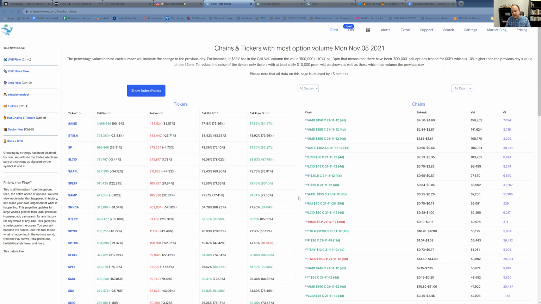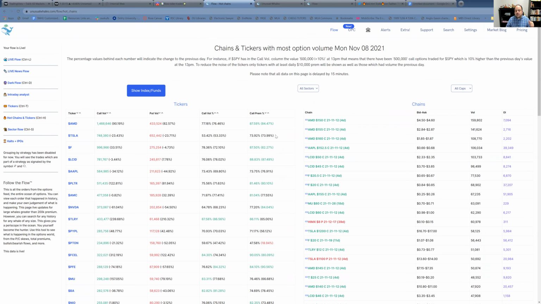So are we going to see some continuation from Ford with the infrastructure bill, with the option flow looking how it does? It's very possible that we will. So these hot chains and tickers can really help you to create a watch list and go into a trading day with 2 or 3 or 4 tickers in mind. So you're not trying to watch 10 stocks at once.